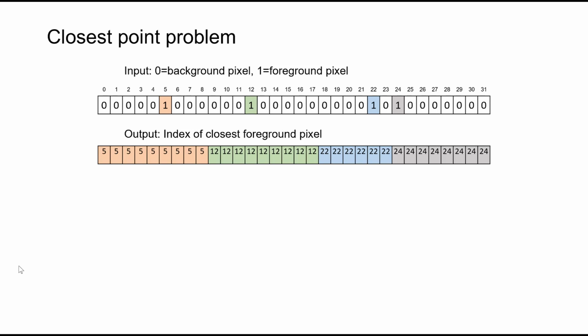The closest point problem is very similar, but in this case we aim to find the index of the closest foreground pixel for every input pixel. From the known closest point, we can calculate trivially the Euclidean distance for each pixel.